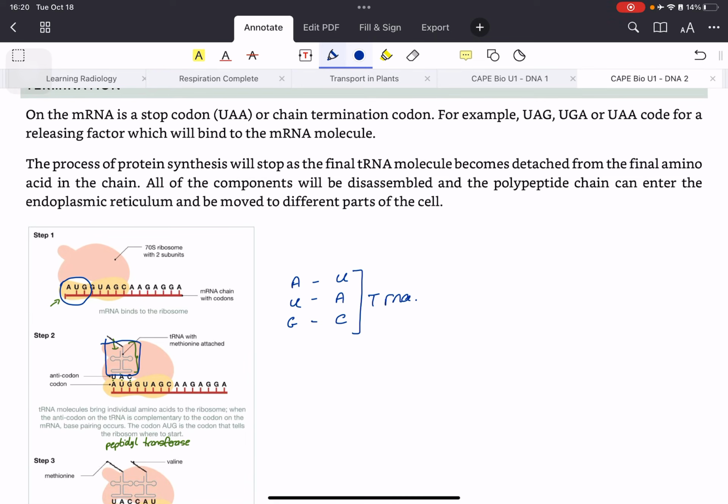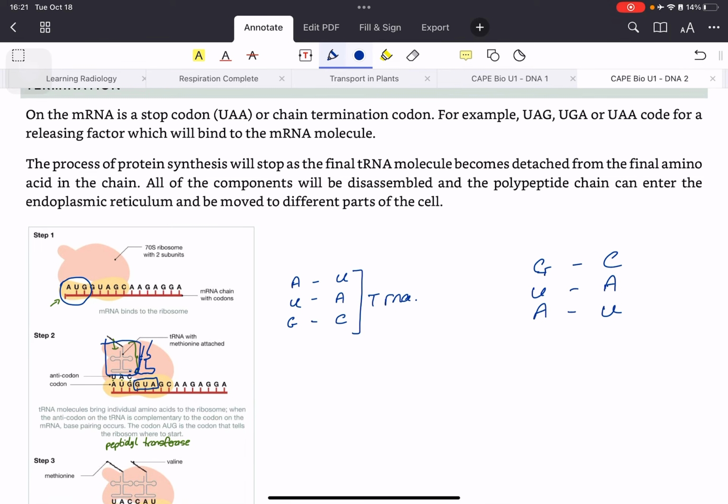I hope that makes sense. So you could continue practicing and going along. If this was GUA here, then on the tRNA you would get C, then you would get A, and then you would get U on that tRNA molecule. The next tRNA molecule is going to form here like this. You draw it so it looks like a T. It's very easy actually to remember.